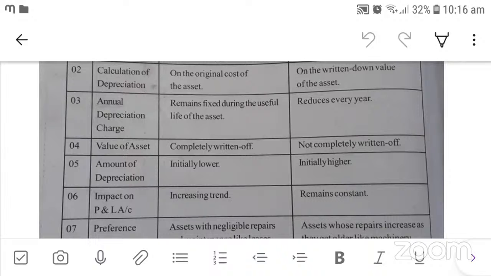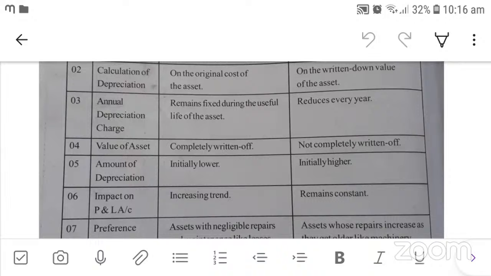Okay, value of asset. In the straight line method, the value of the asset is completely written off after the estimated life of the asset. In the written down value method, it is not completely written off. It means the asset value will not become zero at the end of the estimated life.